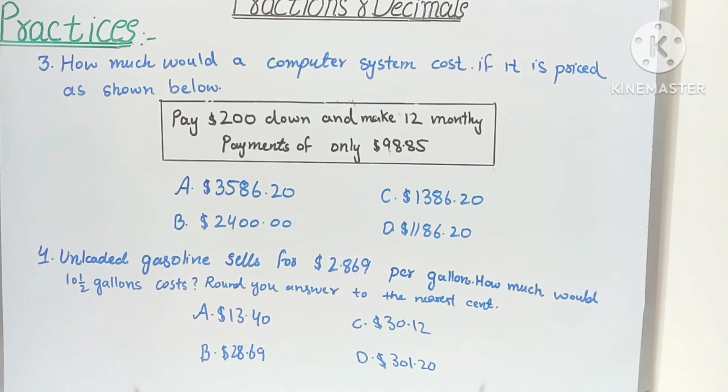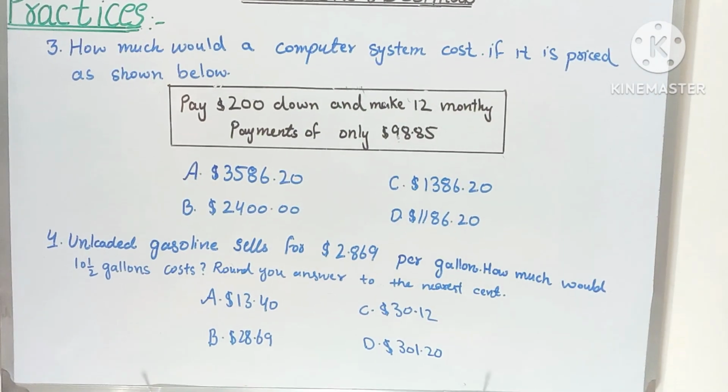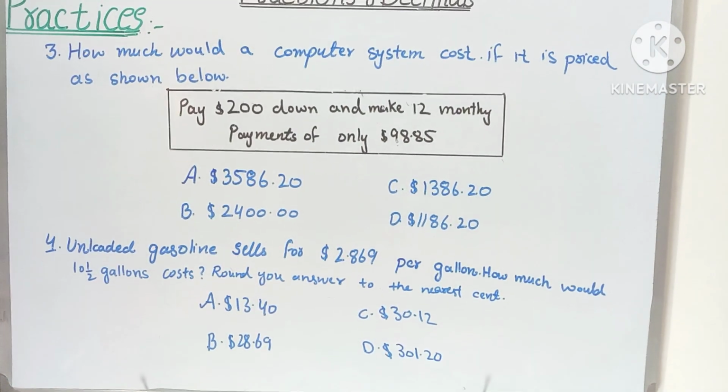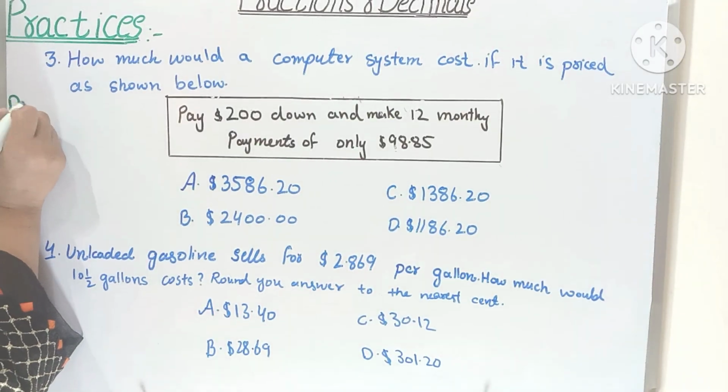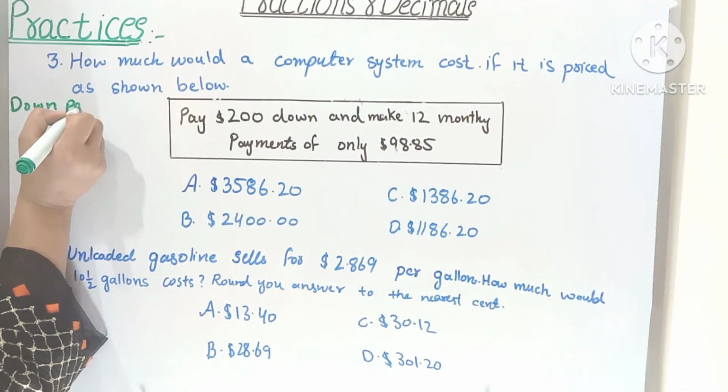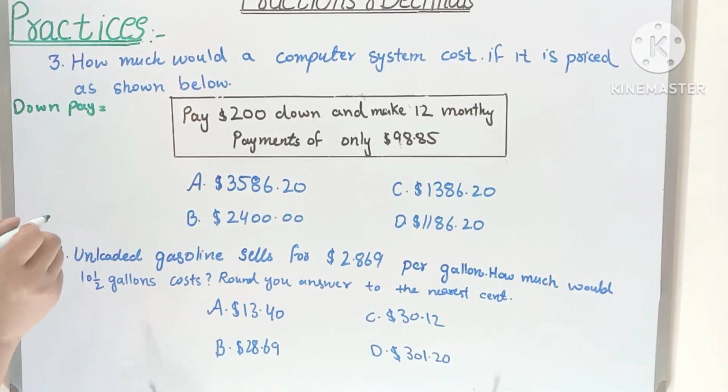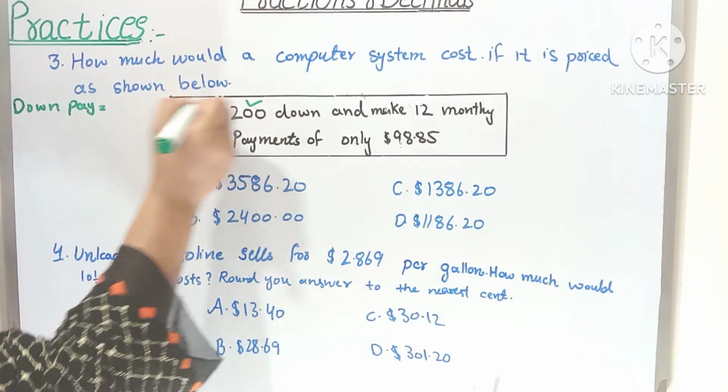How much would a computer system cost if it is priced as shown below? In our question, they demand the cost of the computer system. Pay $200 down and make 12 monthly payments of only $98.85. So to find the total cost of the computer system, we add the down payment to the total of the monthly payments. So we do the step-by-step calculations. The down payment is $200.